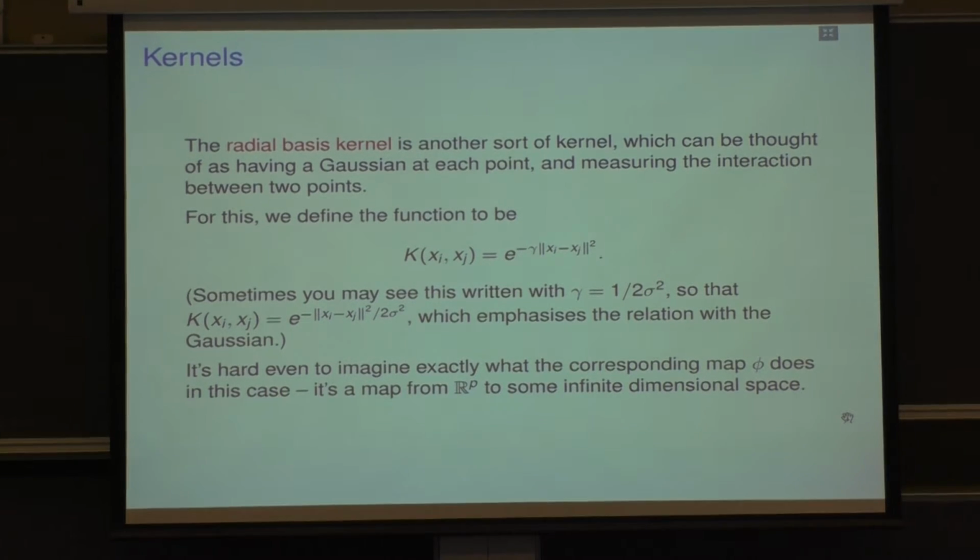And in fact, it turns out that the corresponding phi is mapping, even if you're starting with two-dimensional data, your points into infinite dimensional space. It's a slightly weird idea how that mapping works, but it normally gives you much more localized boundaries.